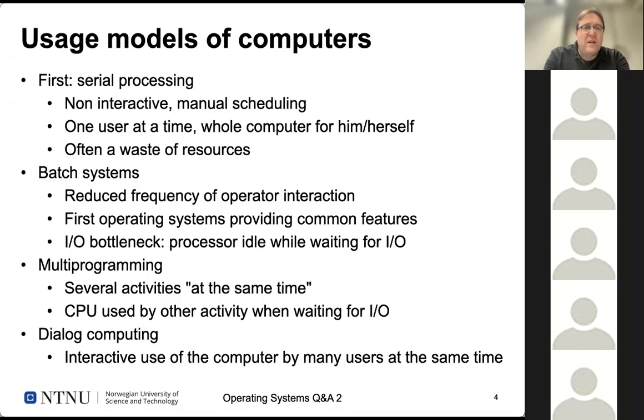So first, we took a look at the history of computers. I don't go into detail on this, but in general, what we can observe is that the usage model of computers evolved along with their capabilities. So the first computers were very slow. They had very little memory, very little I/O capacities. So what people usually did on those was serial processing.